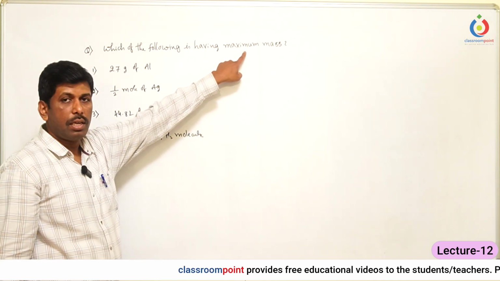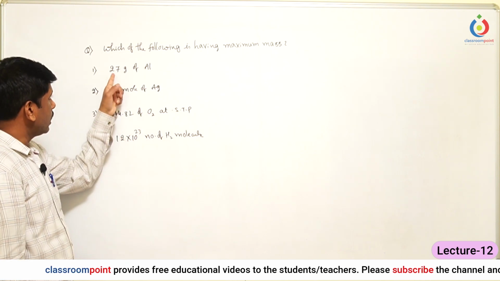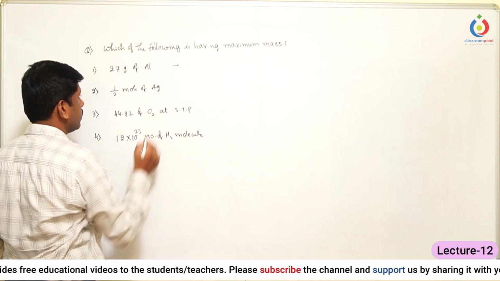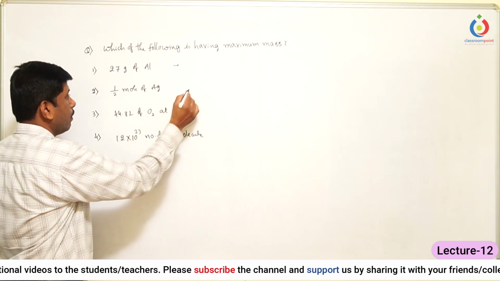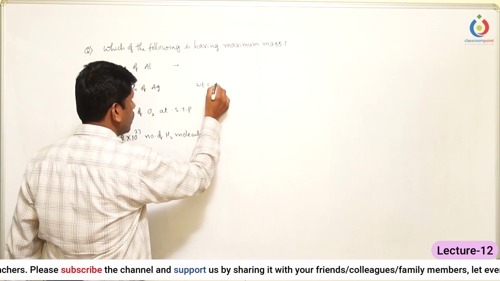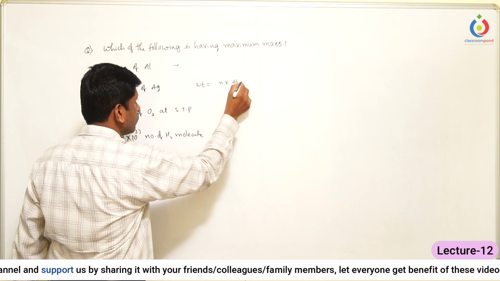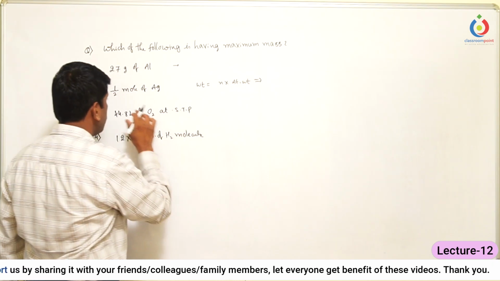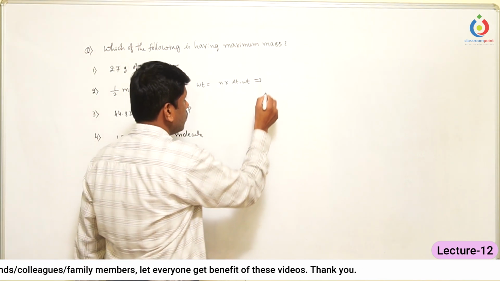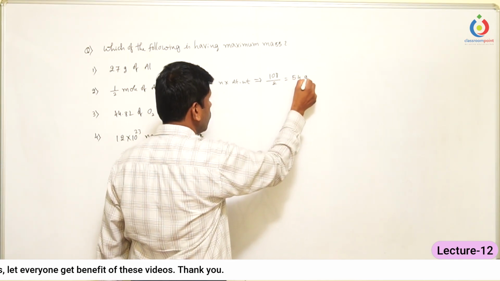Our intention is to calculate the mass, but the given information is in various forms of the mole, except this one, where 27 grams is already given. So here it is not necessary to calculate. Half mole is given. We know how to calculate the weight: when mole is given, weight equals number of moles into atomic weight. What is the number of moles? It is 1 by 2. Atomic mass of silver is 108. So 108 by 2 equals 54 grams.